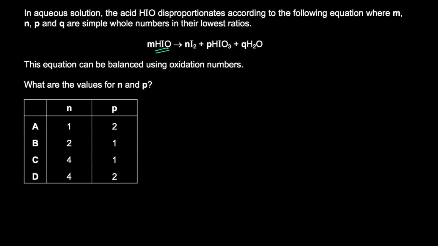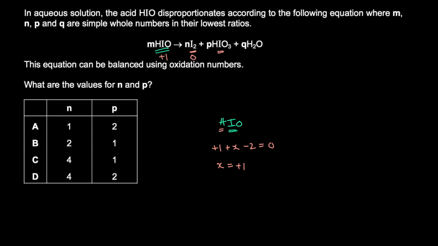Specifically, it's the oxidation number of iodine that's changing, because hydrogen is plus 1 throughout and oxygen remains minus 2 throughout. So in HIO, the oxidation number of iodine can be found as follows. We have hydrogen, which is plus 1, we have iodine, which is X, and we have oxygen, which is minus 2, and the overall is 0. So we get X is equal to plus 1. So the initial oxidation number of iodine is plus 1. In the elemental form, it's 0.